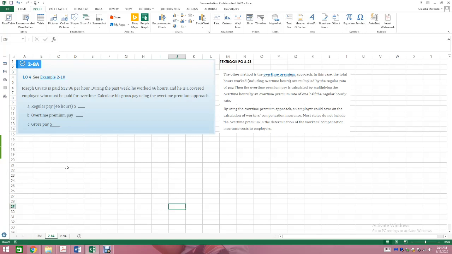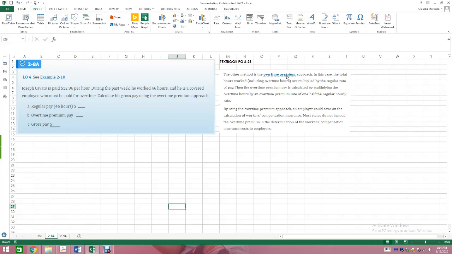Okay? Now, before you start working on your problem, you have to read the chapter. Okay? So step number 1, read the chapter. Done. Step number 2, before I start tackling the problem, I need to go back to the book and refresh my memory. What is the overtime premium approach? Okay? So what I've done here is I've copied from the electronic book the section that talks about the overtime premium approach. Okay?